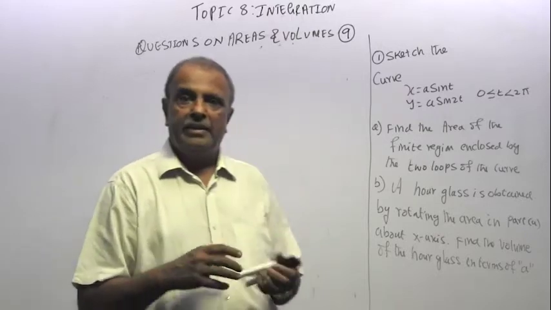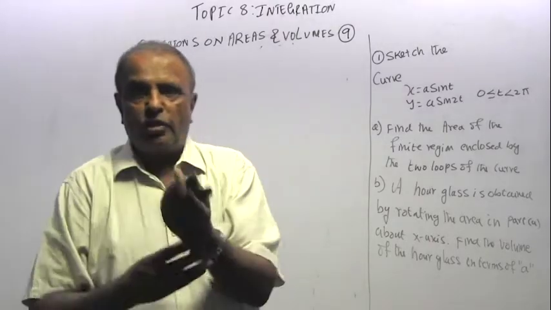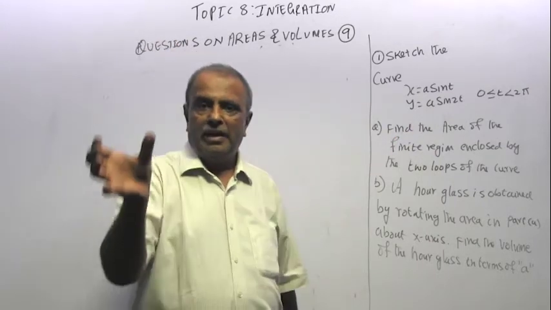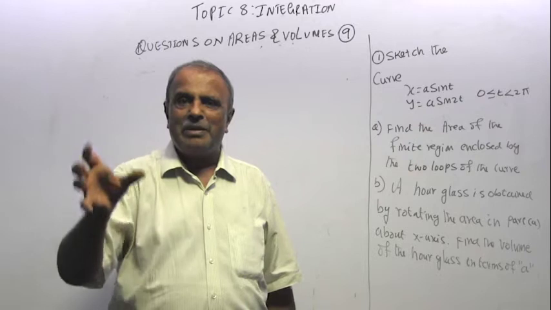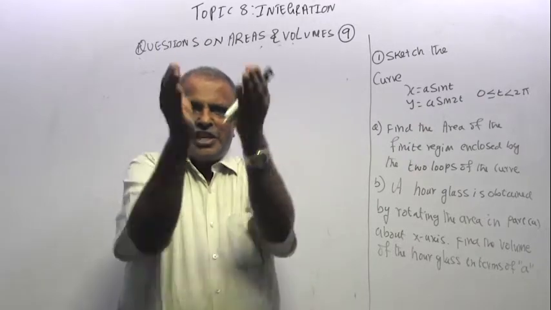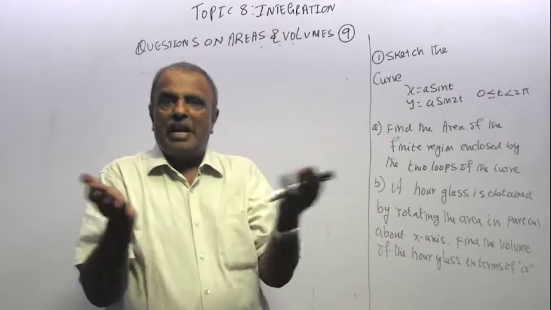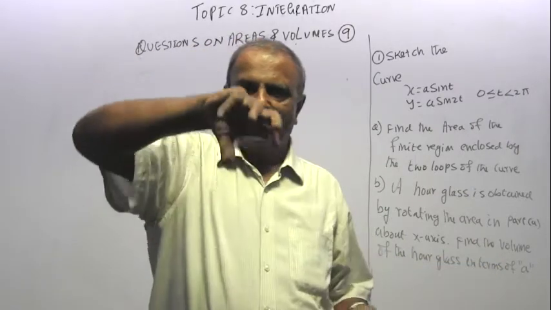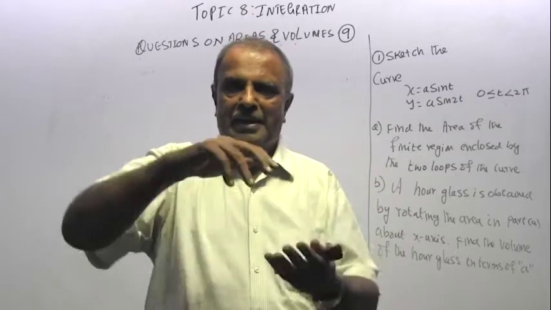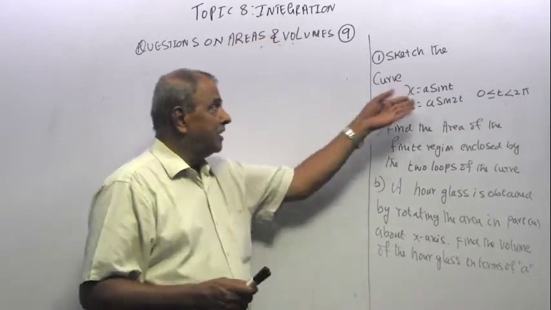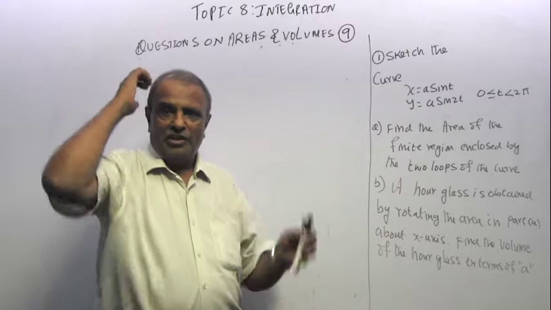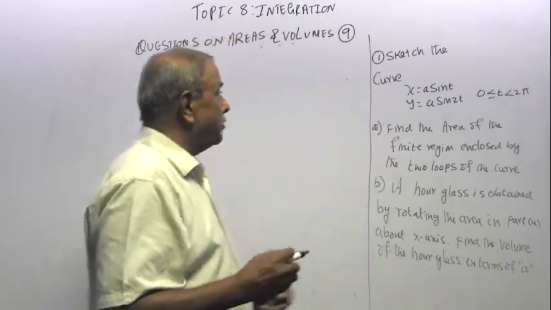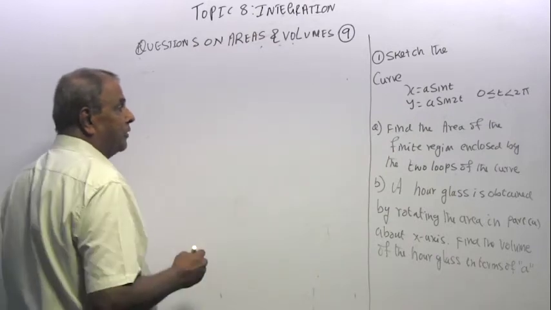You might have seen that before the wristwatch or the clock was invented, we had the sand timer. The shape of the sand timer is an hourglass, as they call it. They would put it every hour, and you keep flipping it over, right? So this particular graph shows the shape of the hourglass. Now the first part says sketch the curve.